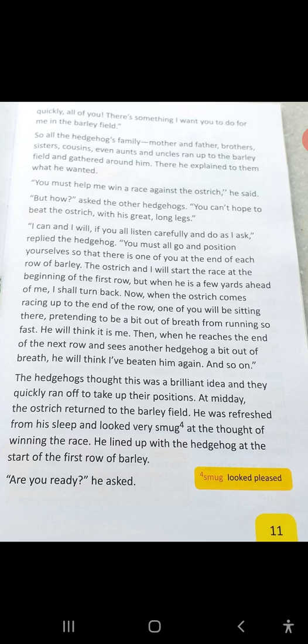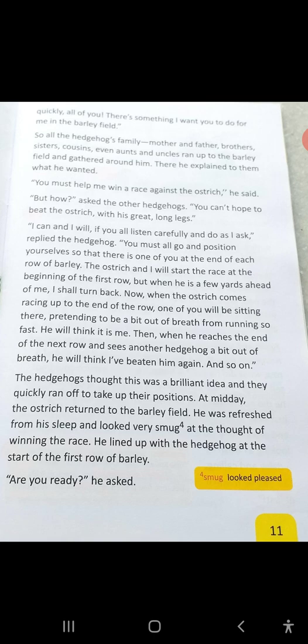So he said that everyone should position themselves at the end of each row of the barley. As we start the race and I reach just before the end of the barley row, then one of you should be ready and should show that you are out of breath. Like when you run a race, you start panting, you take long breaths, because you get tired. So he wanted to show that the hedgehog at the end of the barley row was himself only.